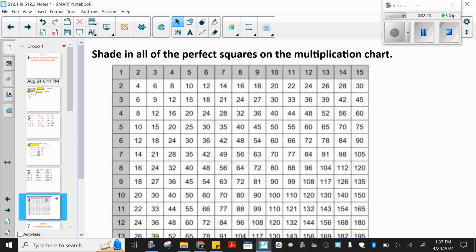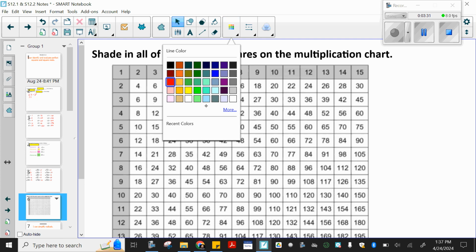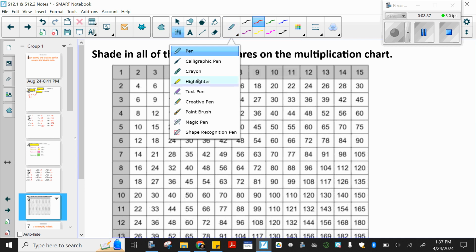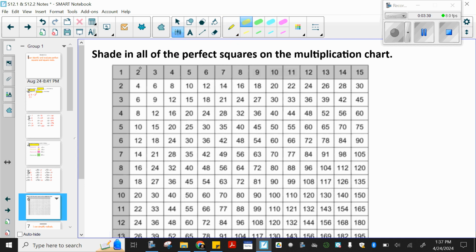Here is a multiplication chart. Let's talk about those perfect numbers. So, remember, we pick a number for this side and a number for that side to multiply to find our answer. But that's exactly what we're looking at here. Let me get a highlighter. So 2 times 2 is 4. 3 times 3 is 9. 4 times 4 is 16. Look, we're making a pattern here.